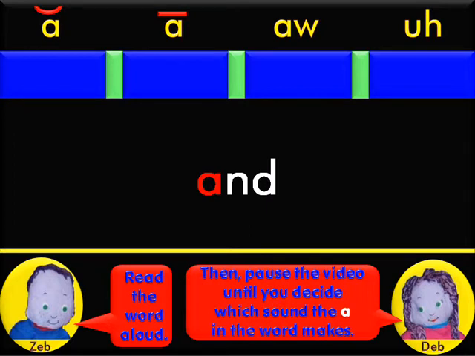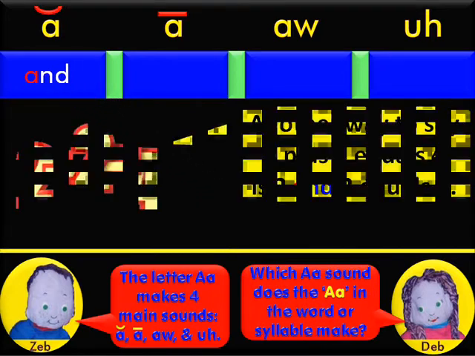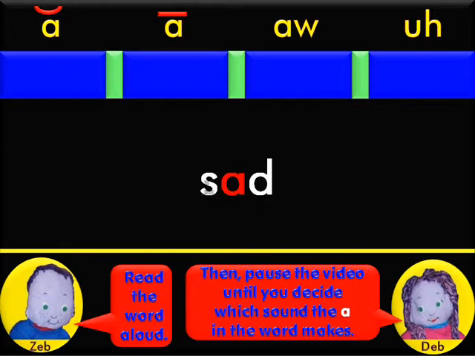Repeat after me. And. Pause the video until you figure out which slot that word goes into. Read the word with me. And. Which slot does it go into? Did you select the first slot? Good job. Now another way to say 2 plus 2 equals 4 is 2 and 2 equals 4. I bet you already knew that.